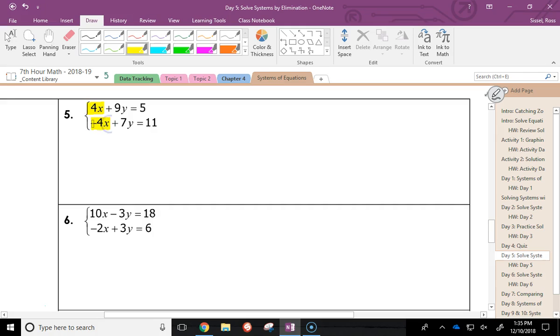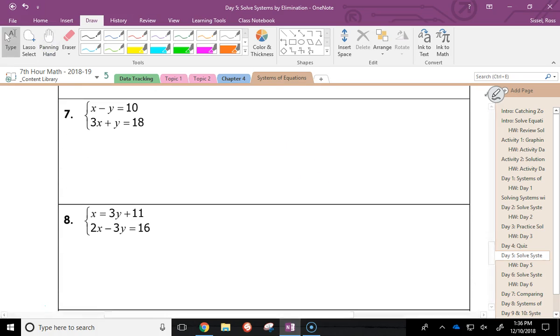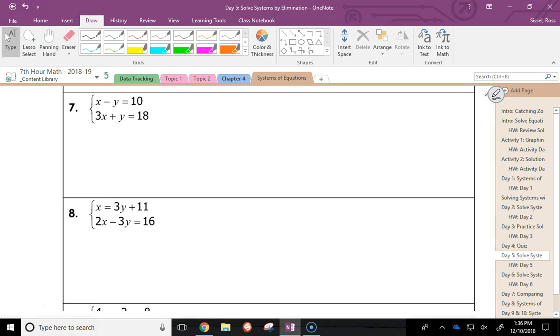4x, negative 4x. On number 6, which one has the same coefficient? Y. Negative 3, positive 3. Each equation always has one that's right. For today's work, you will. For tomorrow's, you have to do a step to help with that. On number 7, which variable has the same coefficient?